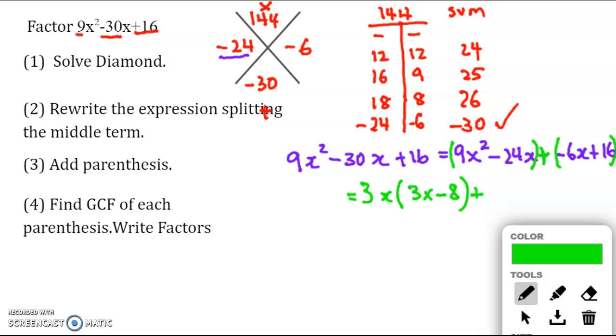And then to that, you are adding, now we're going to find the GCF of the second parenthesis, negative 6x plus 16. Well, I know that negative 6 and 16 are both even numbers. Do we have any bigger number than 2? No, we don't. So I'm just taking out 2. 2 times what is negative 6? 2 times negative 3 has to be negative 6, and to that we still need to multiply x to get negative 6x. 2 times what is 16? 2 times positive 8.